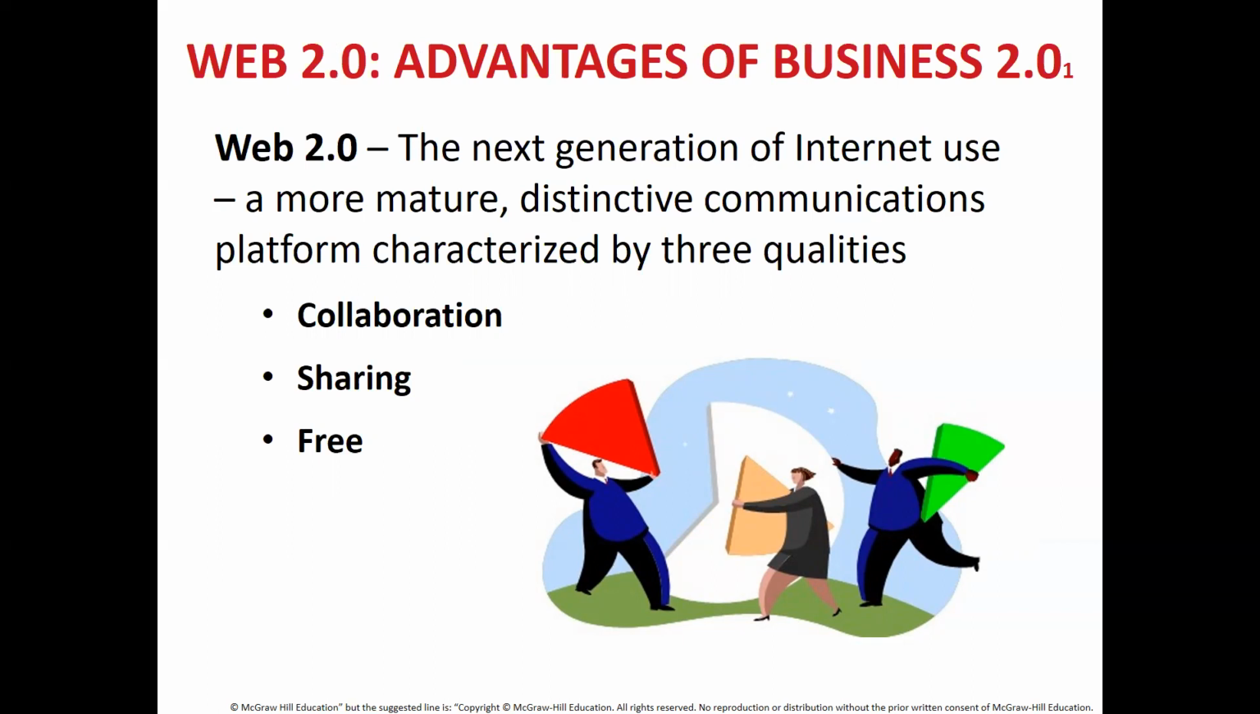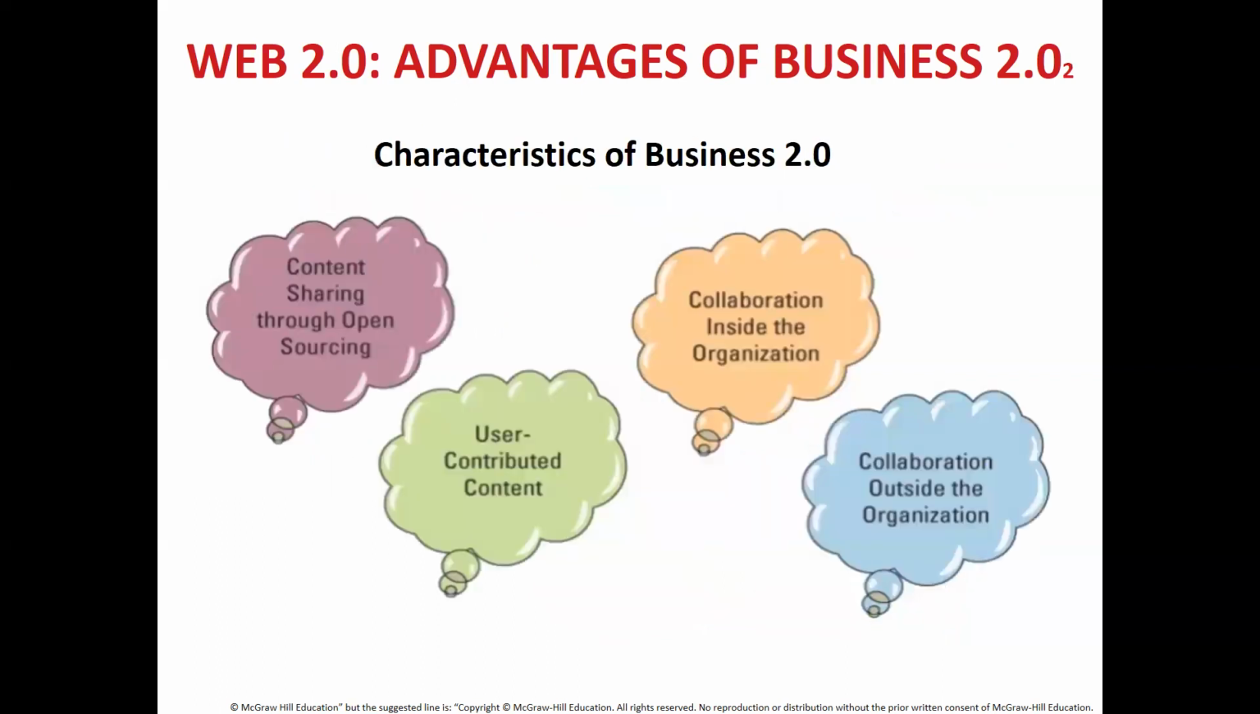And if you look at the 3 qualities, you have collaboration. That means you come together, you share. Okay, and then another thing is free service over the use of World Wide Web. And if you look at these slides, you have content sharing through open sourcing. Okay, you have user contributed content, you have collaboration inside the organization, collaboration outside the organization. So the overall objective of this diagram is to show sharing, collaboration, open source, which could also be catered for free service, and communication.